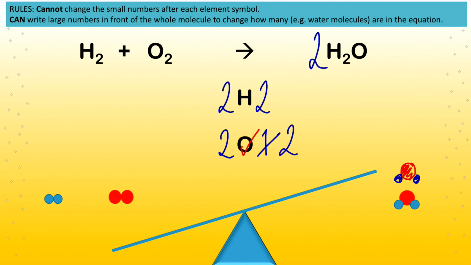Really good, happy days, that's balanced now. But we've created a problem for ourselves where we now have more water molecules. So now we have 2 times the H2 and 2 times the O on its own, sorry, not O2. So now our hydrogens are not balanced.